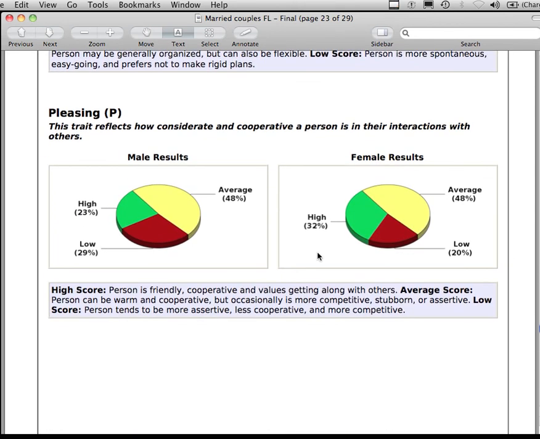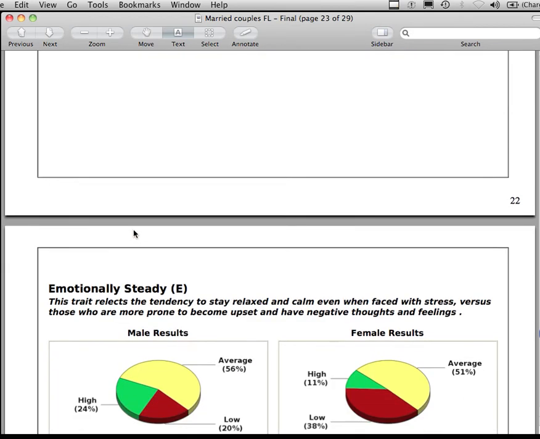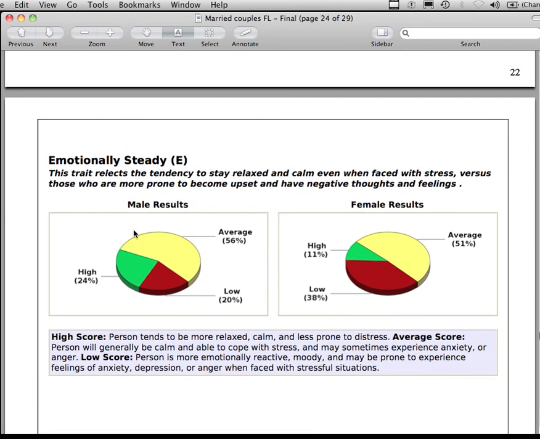Now on the pleasing dimension, 32% of the women rated themselves high and only 20% low, compared to the guys, 23%. And emotionally steady. This one's dramatic. Only 11% of the women rated themselves high on this scale, and 38% of them rated themselves lower, compared to the men, only 20% low and 24% high.